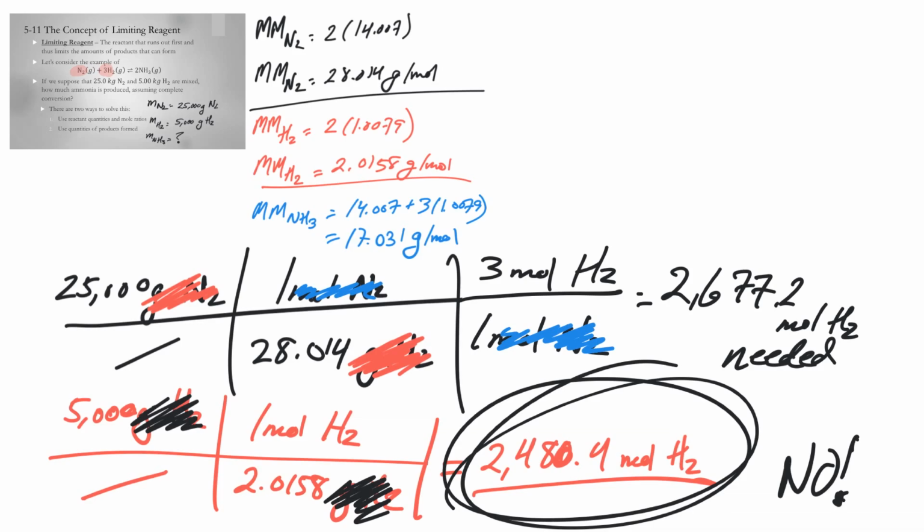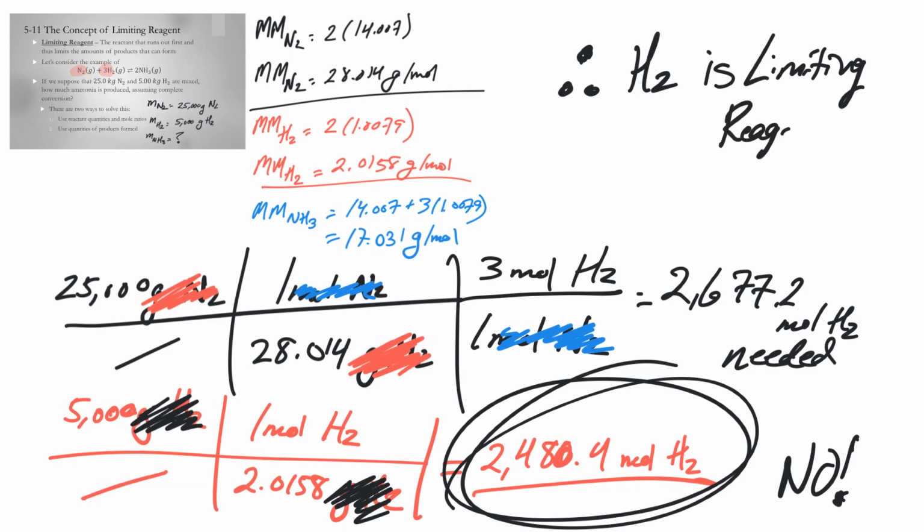And so therefore, H2 is the limiting reagent, LR for short. The nitrogen, N2, because it would essentially make more, is the excess reagent. All right, that is the first step to do it.